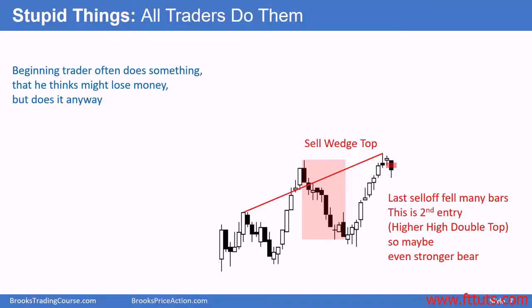And he even knows that he has a pretty good chance of losing money. He senses that it's not a great trade, but he does it anyway because he knows the risk is small. And beginners only think about risk. So if a trade has low risk, the beginner will take the trade, even though the probability might be very low.